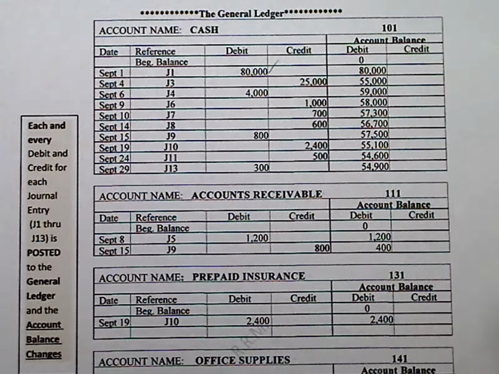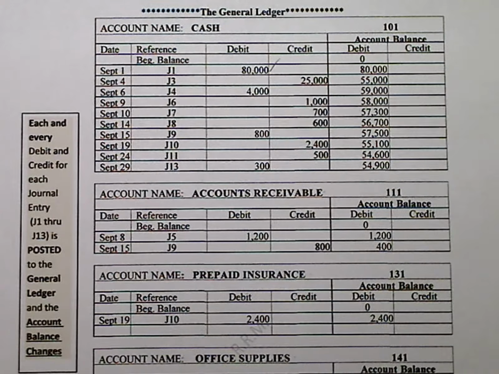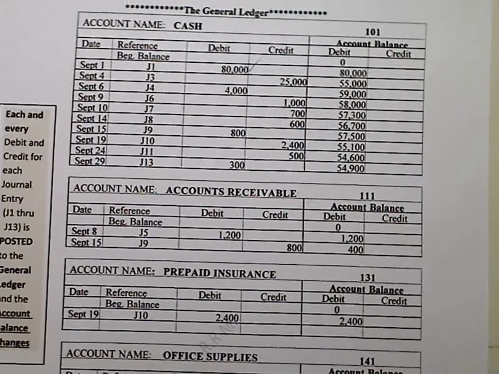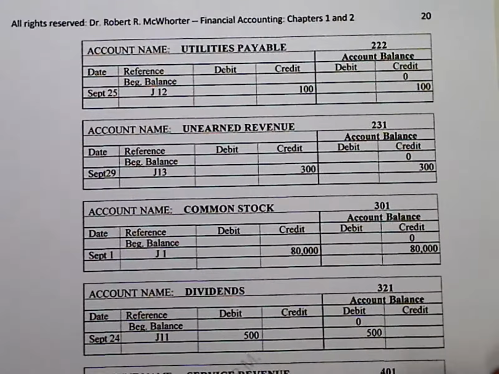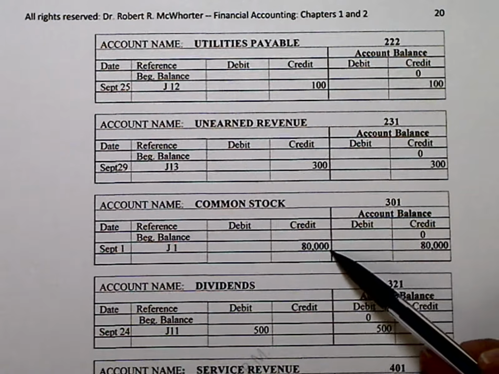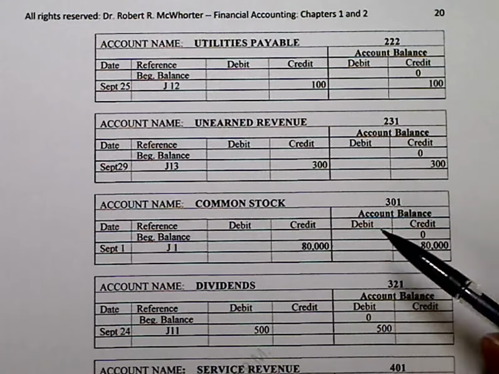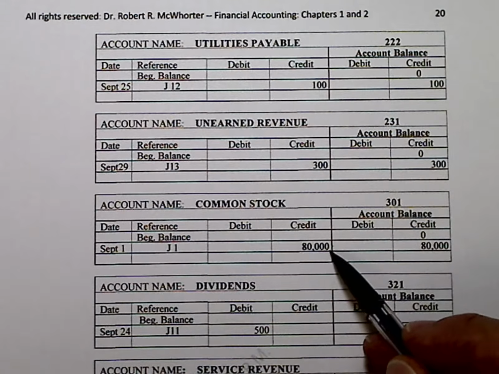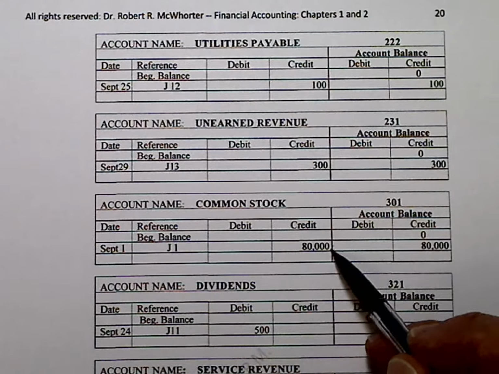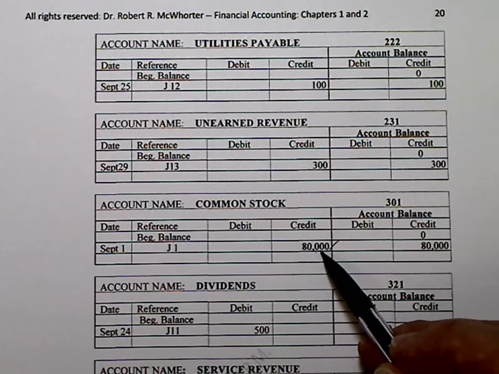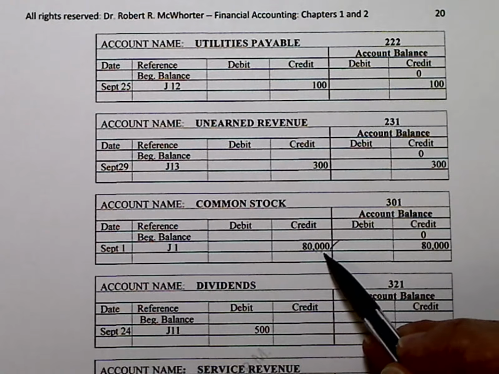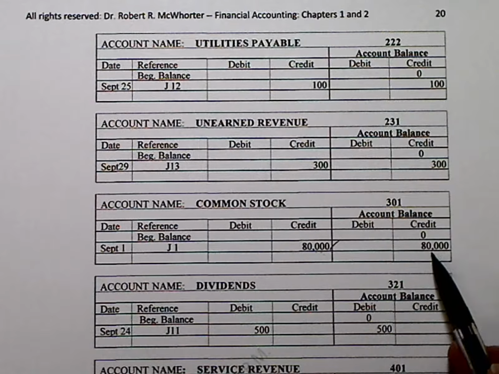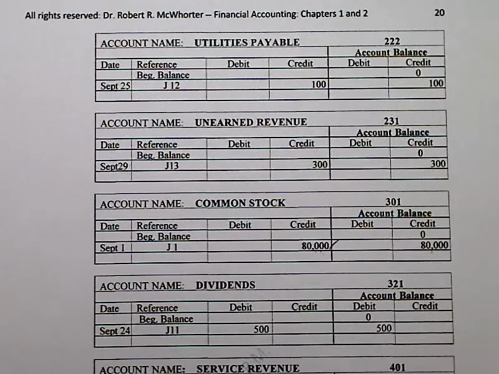Now let's see. Where's common stock? Common stock is another account that changed. Let's just pop over here. There's common stock. You see it? Journal entry number 1, we post it, meaning we reflect it, we transfer 80, that we record it here as a credit, and then change the account balance up to 80,000.